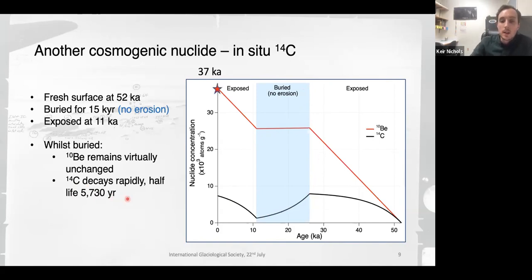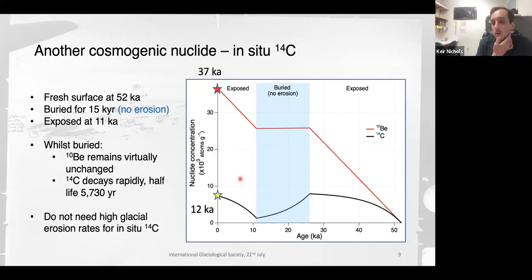This means that if you were to take these measurements and convert them to an exposure age, the beryllium-10 age is 37,000 years. So you've got most of this period, a little bit of decay, and then all of this as well. But we only want this period of exposure, which started 11,000 years ago, and the carbon age comes out at 12,000 years ago. Ultimately, we don't need to rely on glacial erosion to give us a fresh surface with respect to in situ carbon-14. So that's why we measure in situ carbon-14.